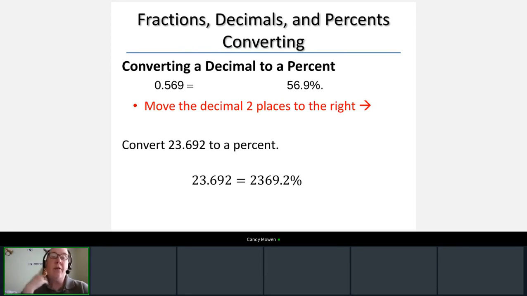Now, converting, as I said, a decimal to a percent, you move the decimal point two places to the right and add the percent sign. So 0.569 is equal to 56.9%. If we want to convert 223.692 to a percent, we move it two places and then add our percent sign. So this becomes 22,369.2%.